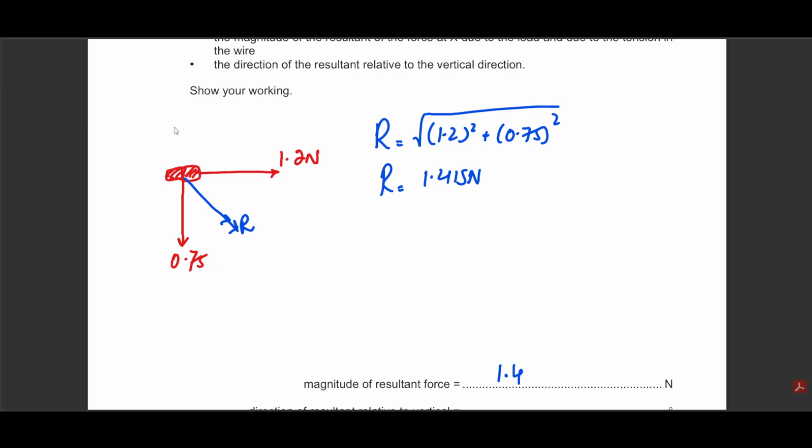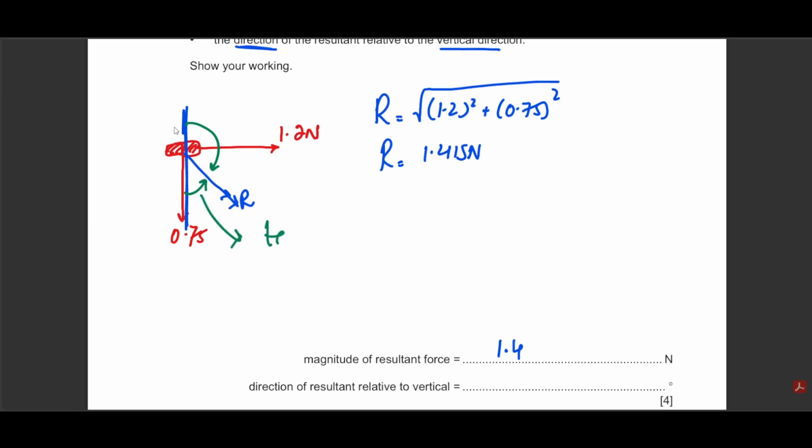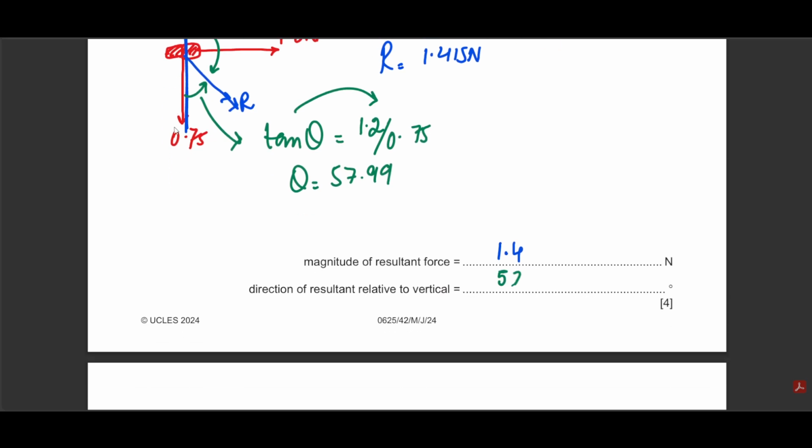Then he says the direction to the vertical. So this is the vertical, and there will be two choices. Either we give this angle or we can give this angle. So we'll choose the smallest one generally. So this will be tan theta equals 1.2 divided by 0.75, taking tan inverse over there. So theta comes out as 57.99, which will be 58 degrees, the smaller angle.